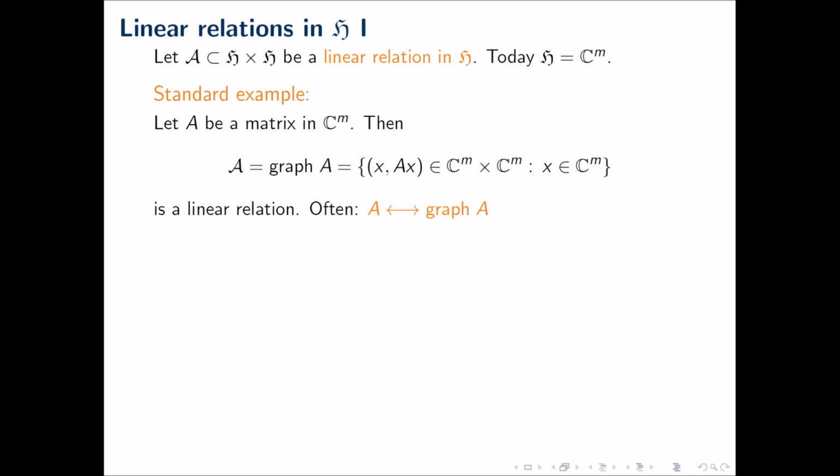And very often, sloppily, we just identify. So if we write a matrix, the matrix is always, in our understanding, not always, but almost always, a linear relation given by its graph. But we don't want to write graph. So very often, a little bit sloppily, we identify the matrix A with its graph, just to make things easier.